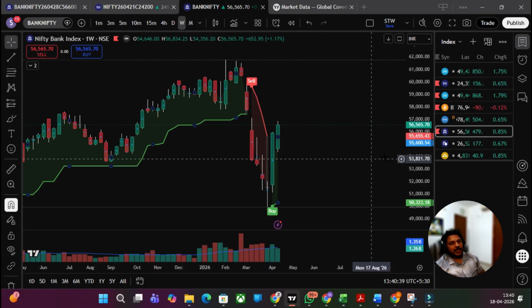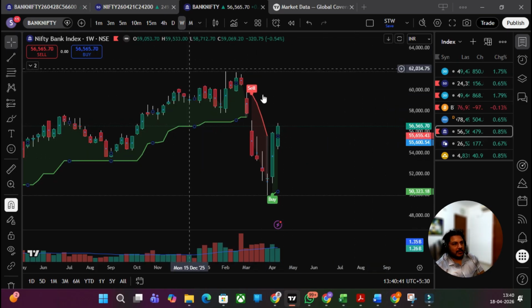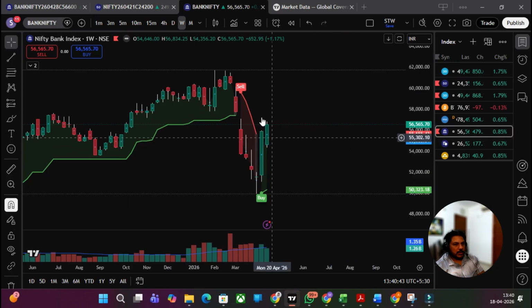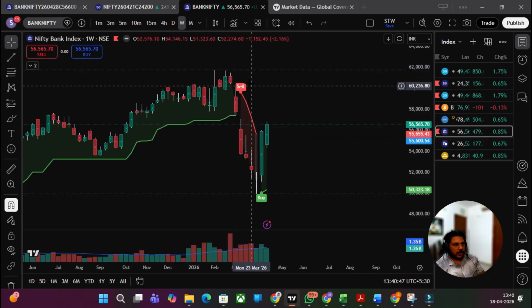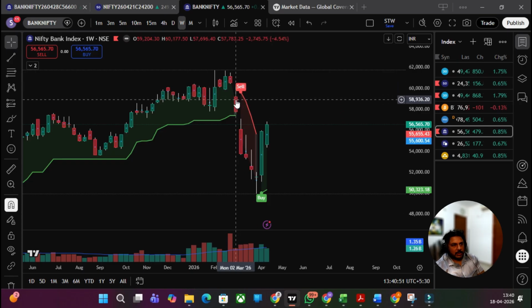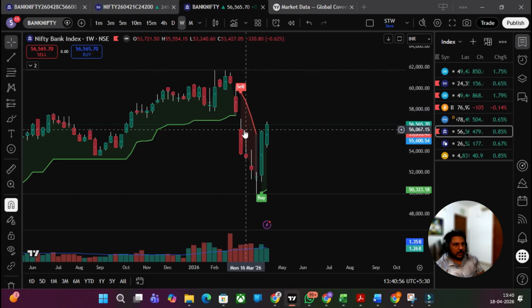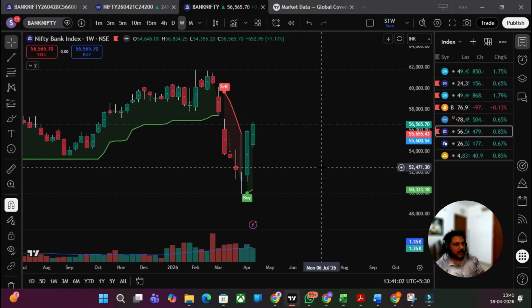Okay, so let's see what Bank Nifty is doing now. So we have seen the entire drop. This system has told us to exit on this week, which is the 9th March week. At the beginning of the week itself, you are getting a sell entry here. So understand the rules here.